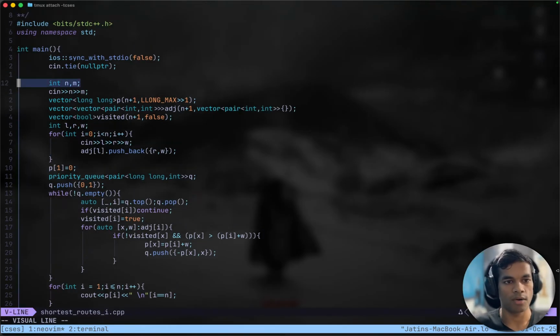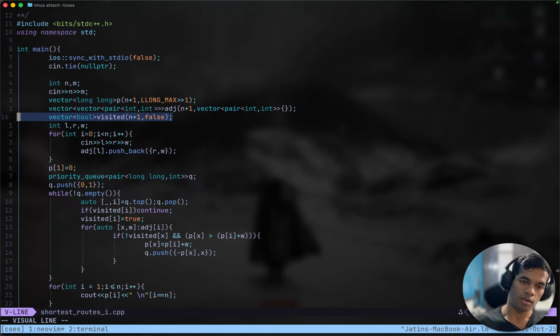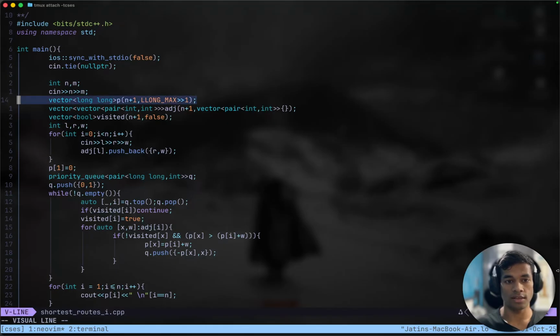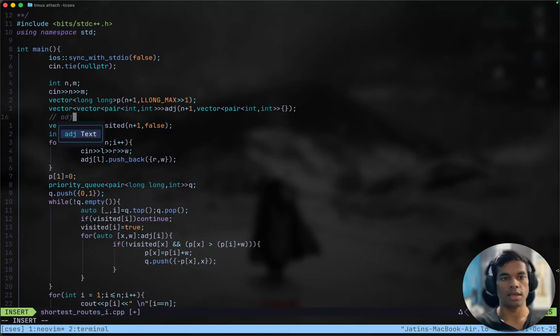So is this correct? First, we are taking in n and m. N is the number of nodes and m is the number of edges. And then we are initializing three data structures. This data structure will say true if the ith node, visited[i], has been visited before. And this data structure, P[i], will correspond to the shortest path to get to the node i. And adj, adjacent, is simply an adjacency list where adj[i] will have two things. adj[i] is a list. It is a vector of pairs.